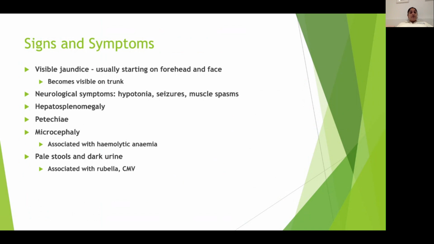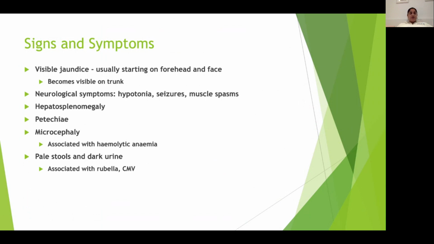You want to look for neurological symptoms as well. So how is their tone? Is it normal? Are they moving about well? Are they hypertonic? Have they got a head lag? Have they had seizures? Any muscle spasms? Because this is really important due to one of the main complications of letting a bilirubin rise too high.